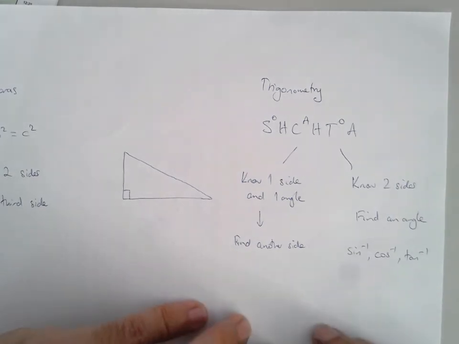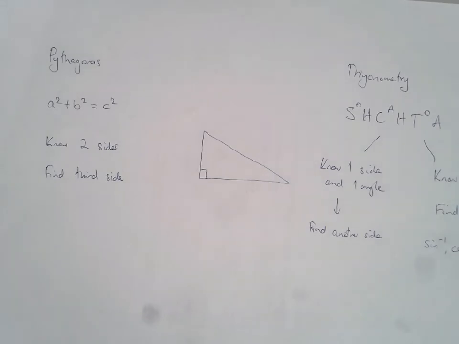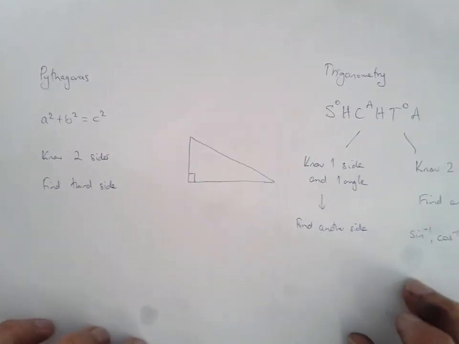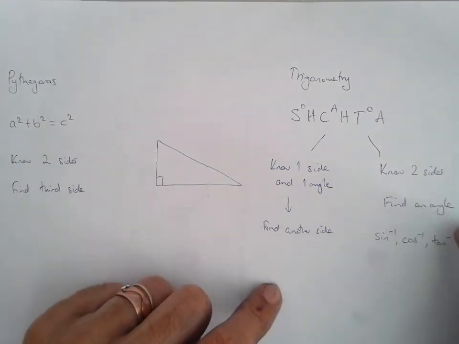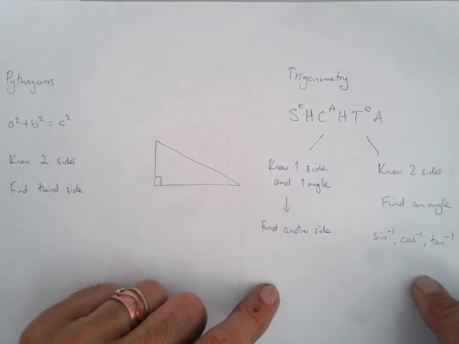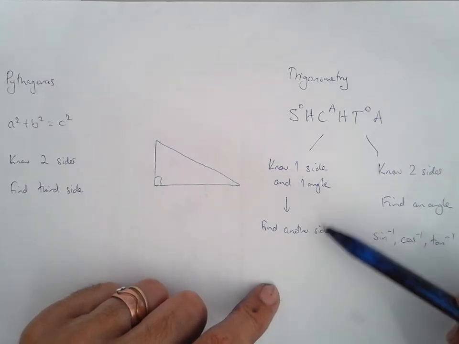So with our Pythagoras and trig, if I know two sides, I can find a third side using Pythagoras, or I can find an angle using trigonometry. If I only know one side and one angle, I'm going to find another side using trigonometry.